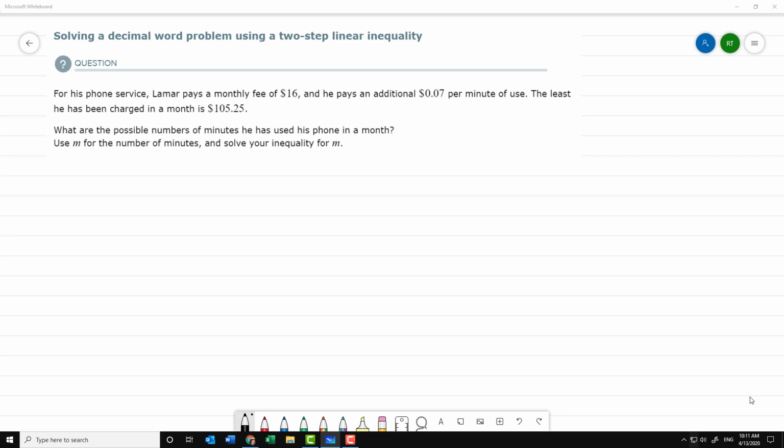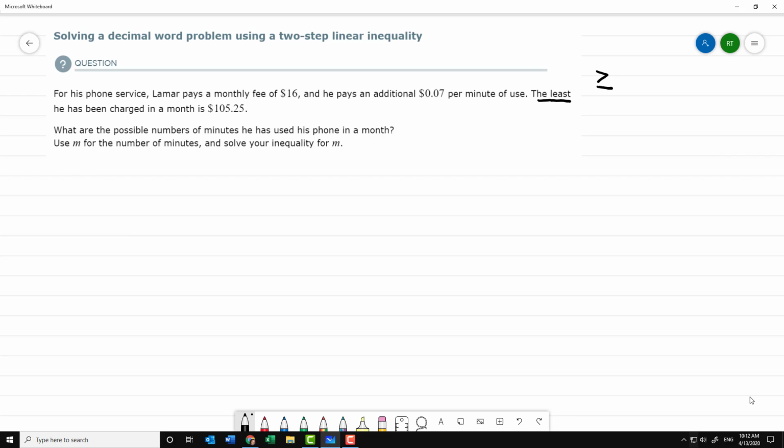So for this first one, for his phone service, Lamar pays a monthly fee of $16 and he pays an additional 7 cents per minute of use. The least he has been charged in a month is $105.25. What are the possible numbers of minutes he has used his phone in a month? So one thing you need to know is that the least translates to the symbol greater than or equal to. So it's like saying at least.